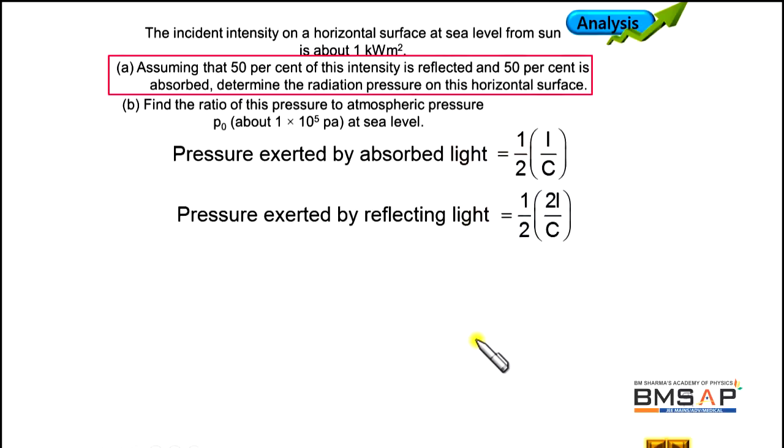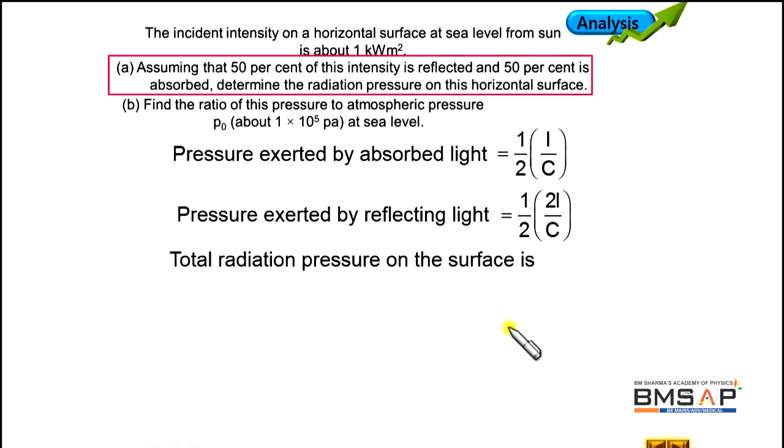Now, we can find the total radiation pressure on the surface, that is the summation of these two quantities. If we sum these two quantities, this will be equal to 3 by 2 I divided by C. Right. This is the radiation pressure at the horizontal surface due to the sunlight or sun radiation.